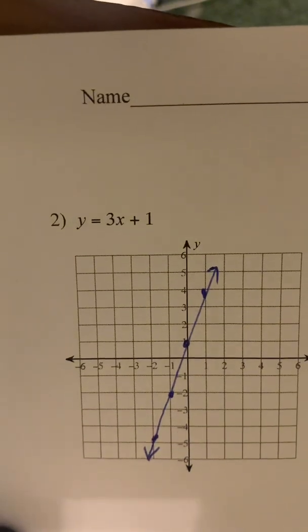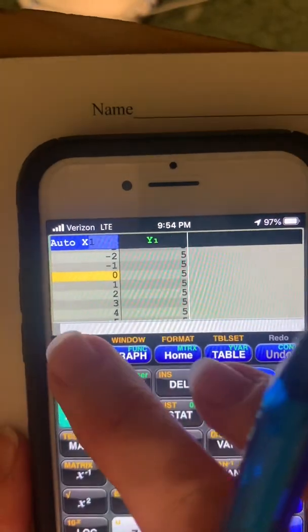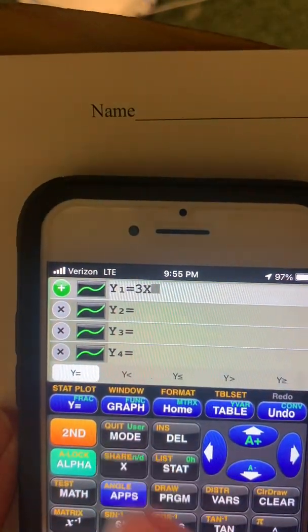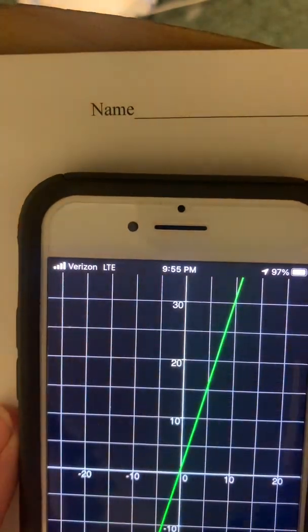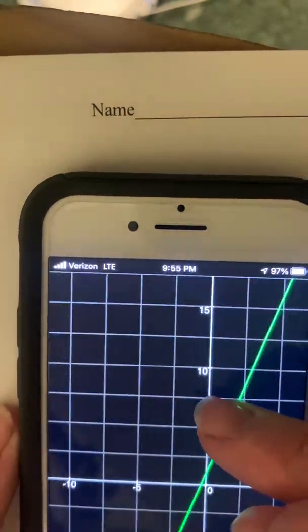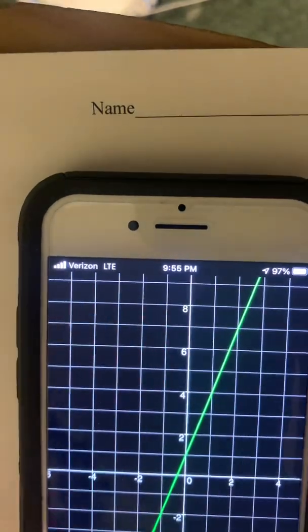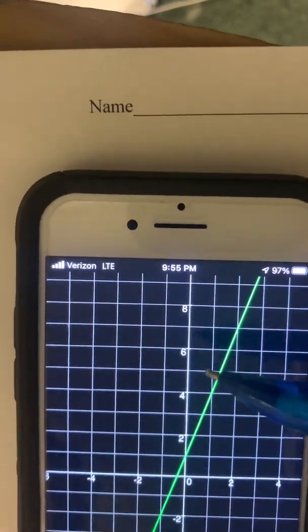All right, so let's look at the phone. I'm going to go to my y equals. My equation is 3x plus 1. So I'm going to type in 3x plus 1. Again, you can go to the graph to see what it looks like. I want to go in a little bit because this was already stretched way out. This is a little bit more comparable to the numbers that are shown here.